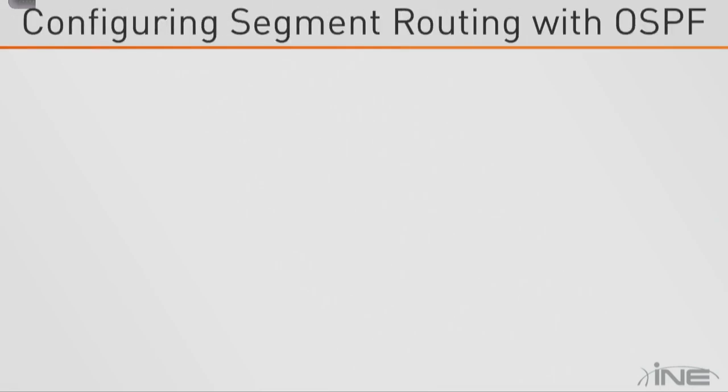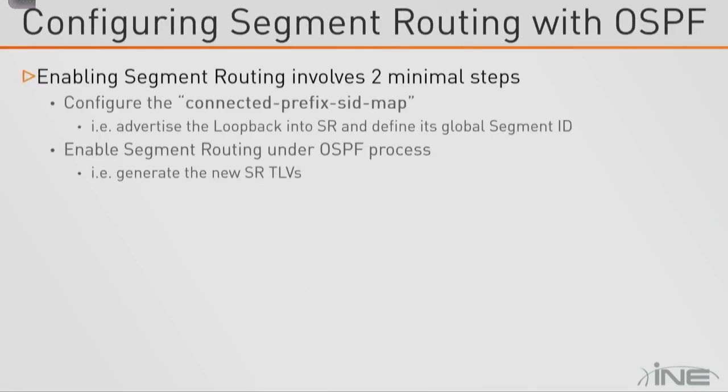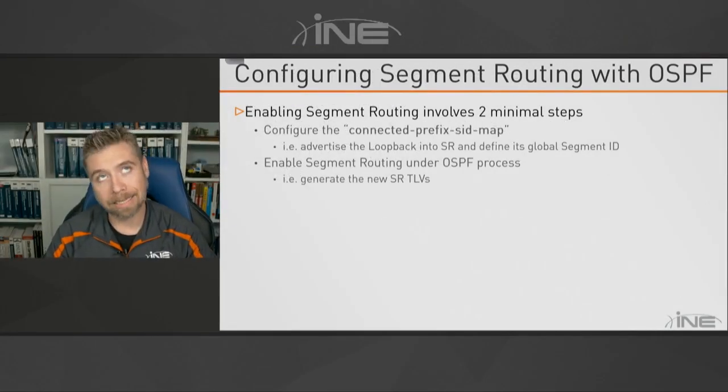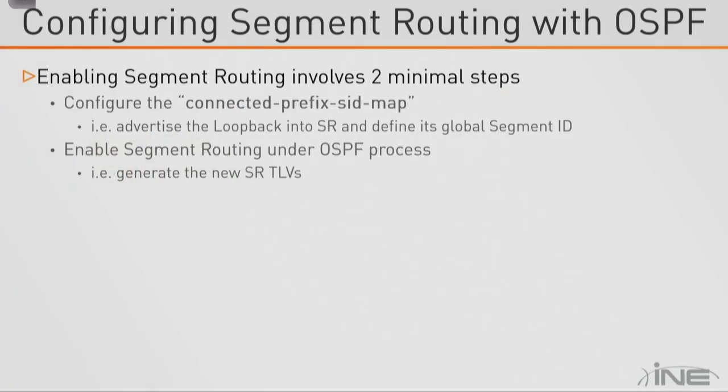Okay, so to configure segment routing with OSPF, there's mainly going to be two minimal steps. The first is to configure what we call the connected prefix SID map, or essentially the advertisement of your loopback into the segment routing network. Once we do that, then we go under the IGP process and we enable segment routing under there. That's what's going to enable, actually in this case, not the type length values, this would be the opaque LSAs. But basically it just means that extra information inside OSPF that we're advertising that's talking about the specific label numbers.